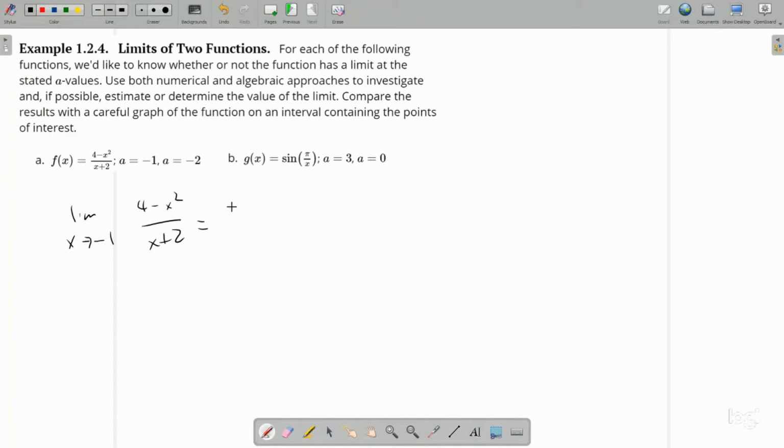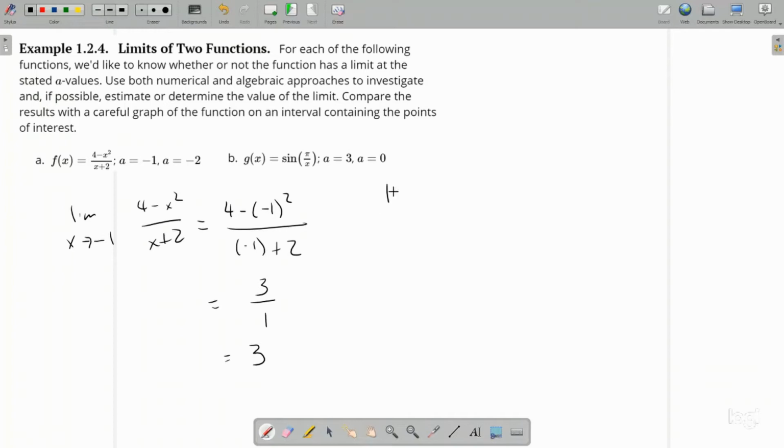We'll see later on that this corresponds to the idea of continuity, which essentially means that the value of the limit of the function is equal to the value of the function itself at the point. And so we just plug this all in. 4 minus, let's see, -1 squared is +1, 4 minus 1 is 3, over -1 plus 2 is 1, 3 over 1, the answer is 3.